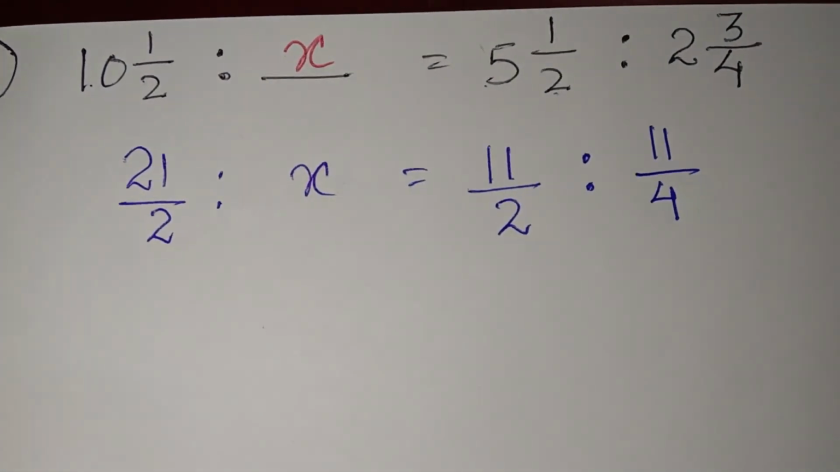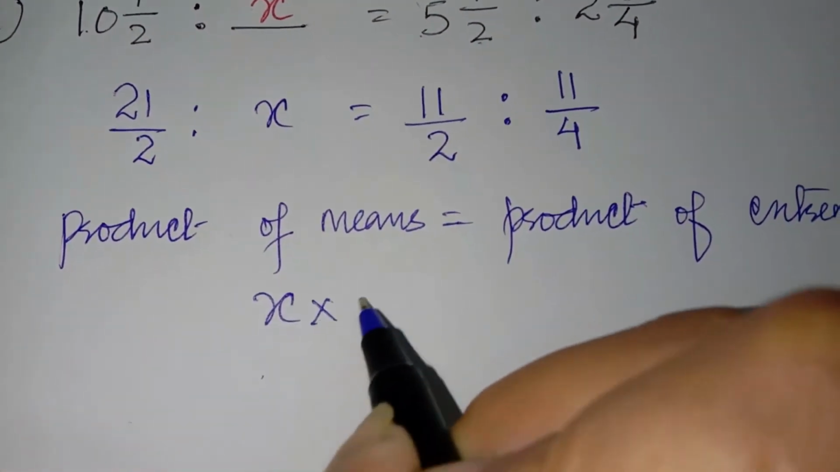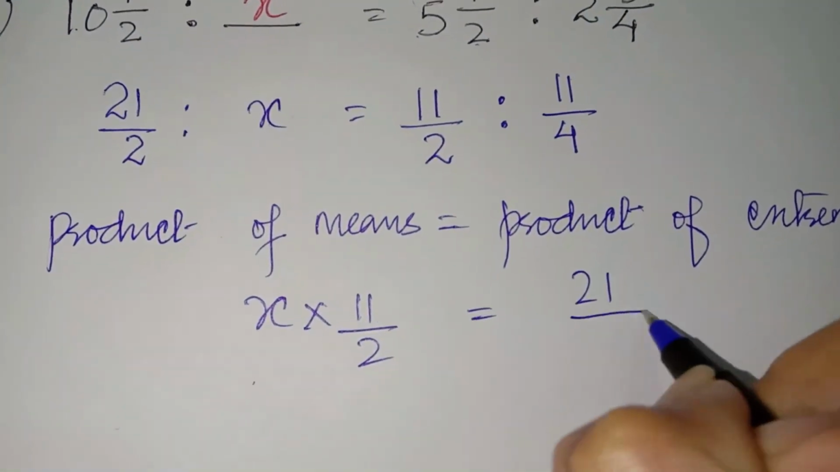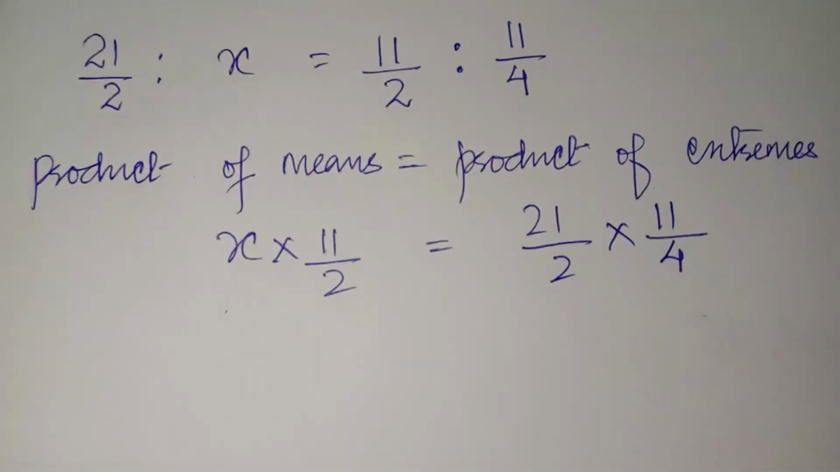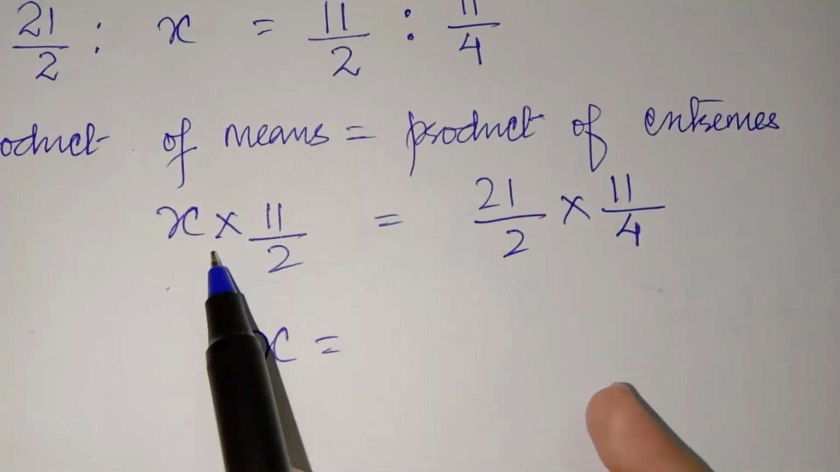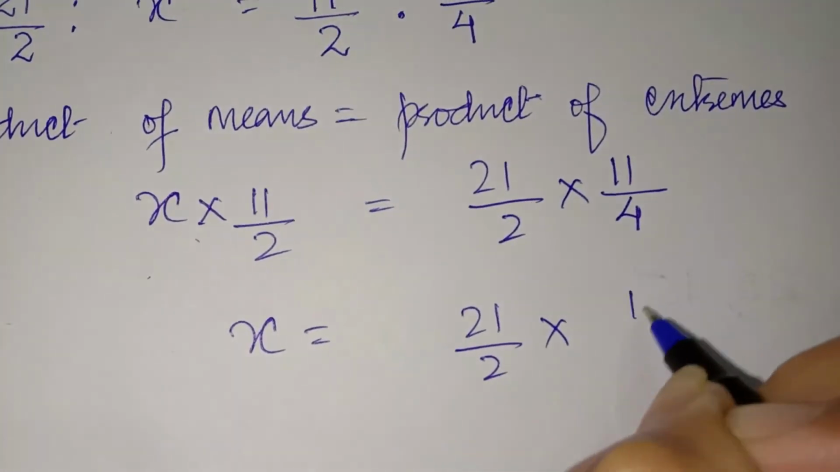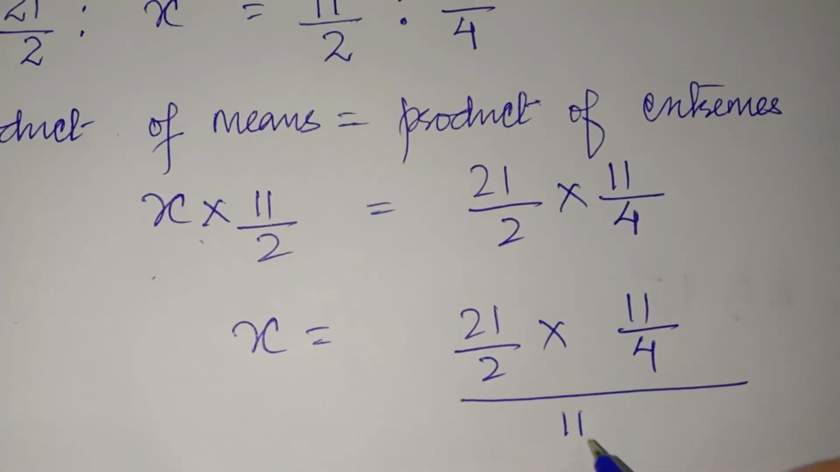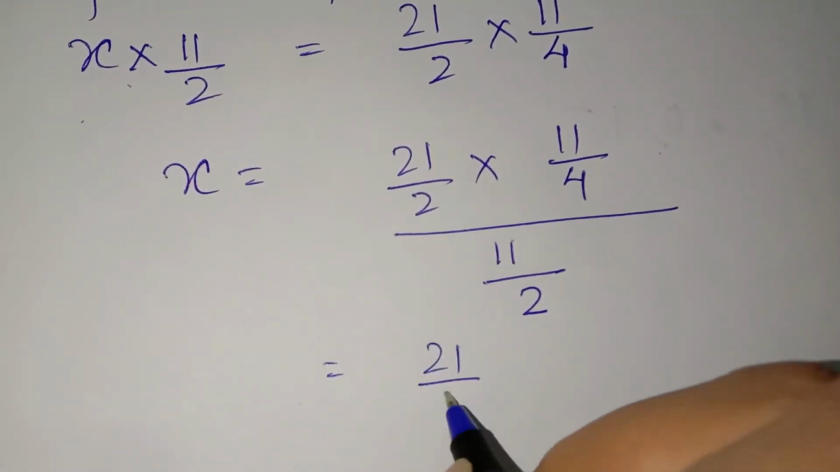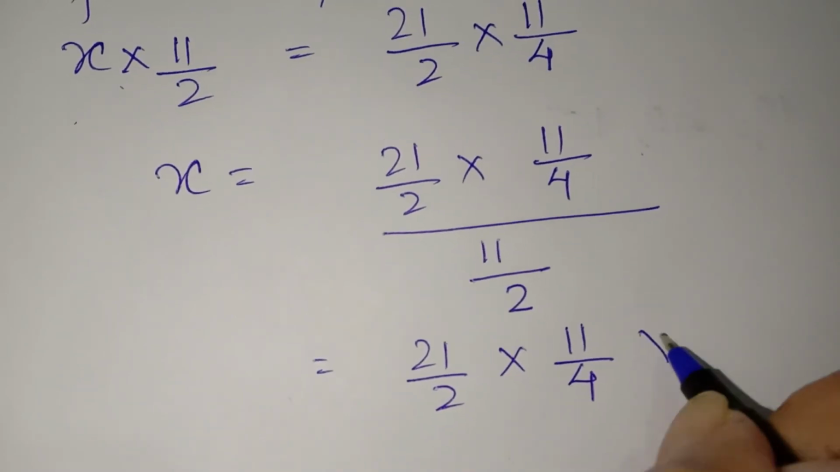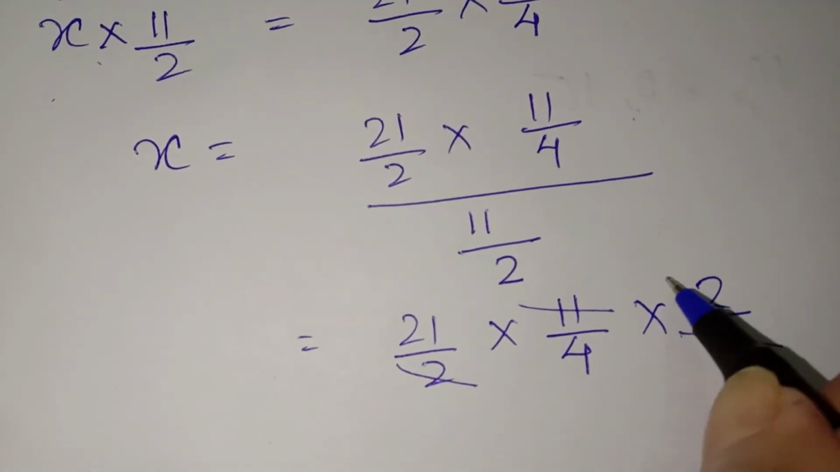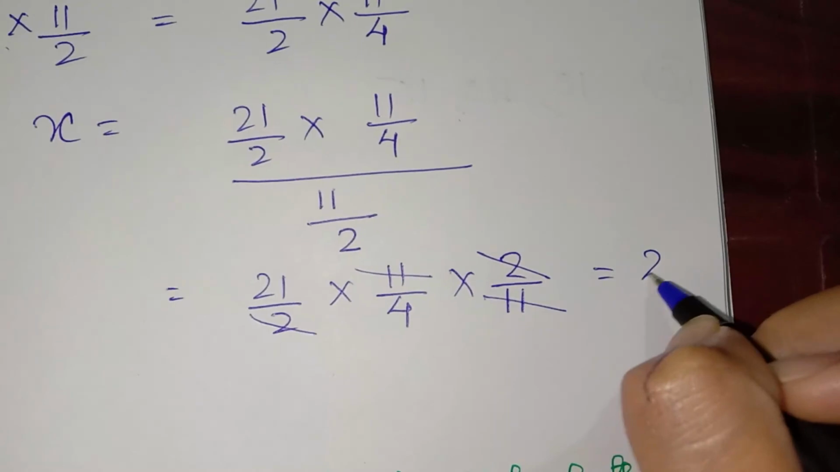So means are x and 11 by 2. Product of means is equal to product of extremes, 21 by 2 into 11 by 4. Now this 11 by 2 we have to take on the right hand side, and here it is in multiplication, so it will go in division, whole divided by 11 by 2. Now this fraction we write up, we have to write reciprocal: 21 by 2 into 11 by 4 into 2 by 11. 11 11 cancel, 2 2 cancel. So here answer is 21 by 4.